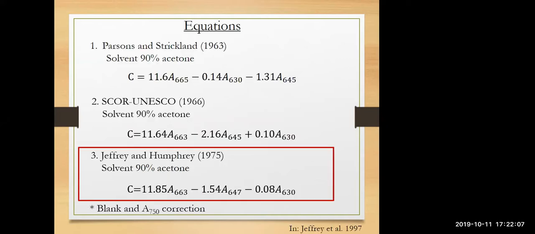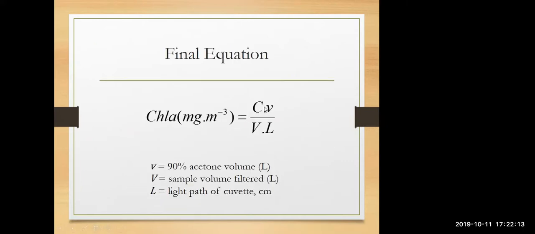After having this constant C, we take into account the volume of acetone used, which is the small v here, and the volume of sample filtered. We can filter half a liter, 1 liter, or 2 liters, depending on the concentration of phytoplankton in our sample. We also have to take into account the light path of the cuvette because it will influence the absorption by the sample. After applying this equation, we will have the chlorophyll-a concentration in milligrams per cubic meter.